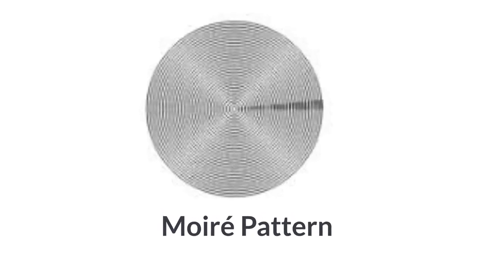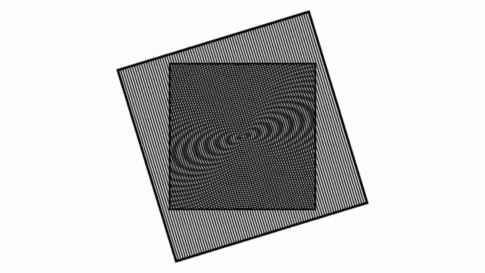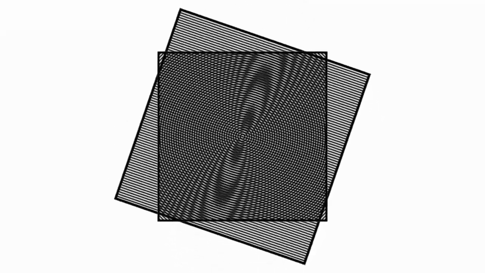Number 29, moire pattern. When two similar patterns overlap, they create a moire pattern that seems to move or vibrate. It's a fascinating example of how interference between patterns can create unexpected visual effects. Our eyes can be easily fooled by intricate designs.